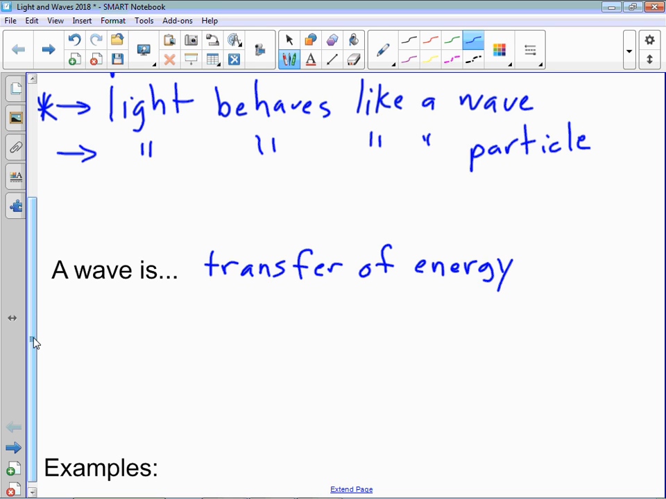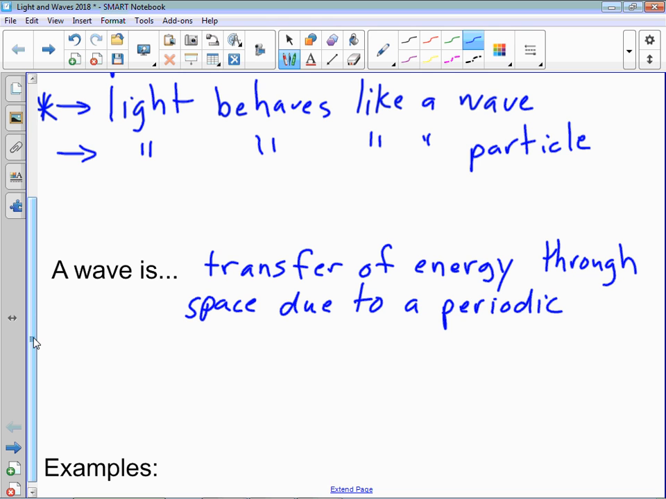And it's a little bit more thorough than that. It's a transfer of energy through space due to some sort of vibration. We're going to call it a periodic, meaning that it's the same over and over and over again, vibration of some sort of source. A wave is a transfer of energy through space due to a periodic vibration of a source.